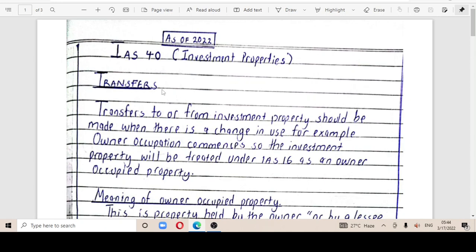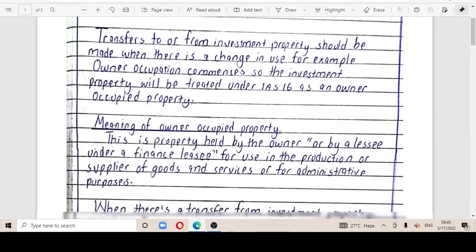So, what do they mean by transfers? Transfers to or from investment property should be made when there is a change in use. For example, owner occupation commences. So the investment property will be treated under IAS 16 as an owner occupied property.